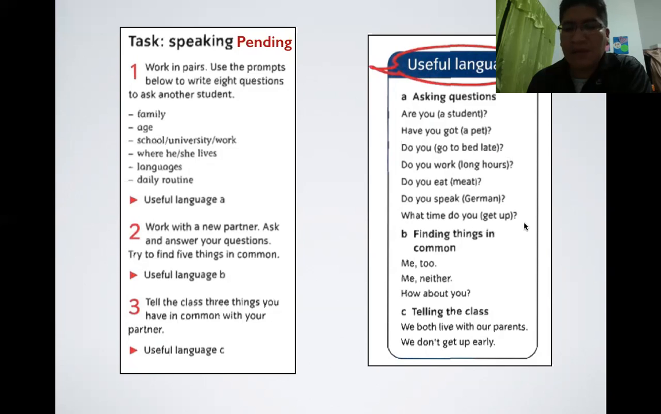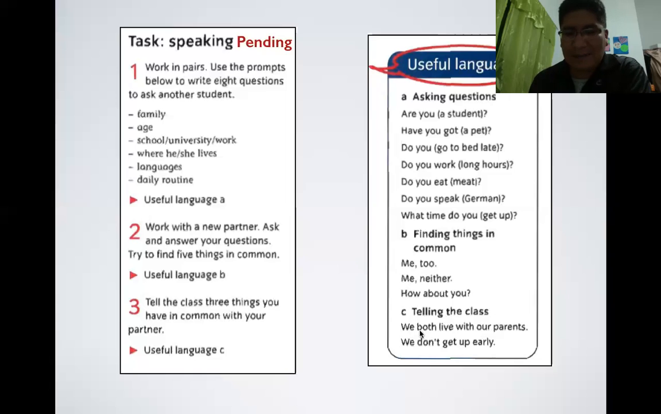What time do you get up? These are good questions. For example, here we have 7 questions, and here it says write 8 questions. And finding things in common, for example, me too. When 2 people are in a conversation, one person says me too, or me neither. How about you? How about you means ¿y qué de ti?